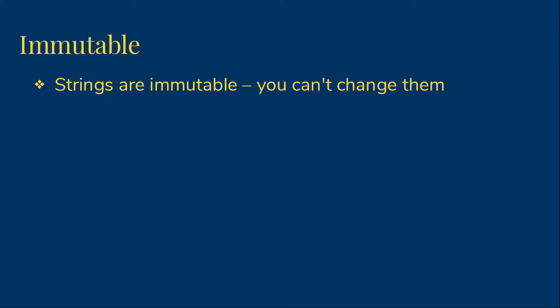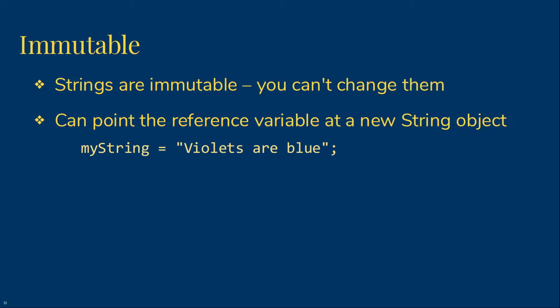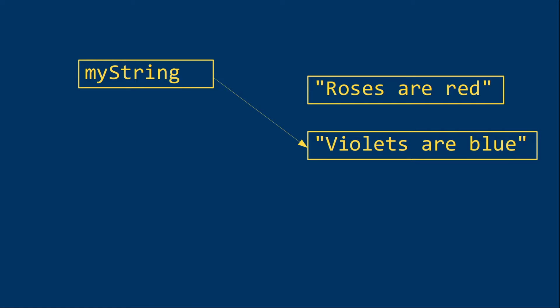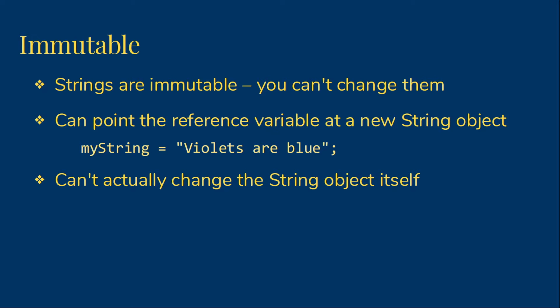Another thing that is special about string objects is that they're immutable. You can't change them. Now, we can make the variable point at a new object. Remember, it's a reference variable. So we have this myString variable that is pointing at the actual object. When we do the assignment of myString gets violets are blue, the original object hasn't changed at all. We've just changed the value of the object reference variable, myString, so that it's now pointing at the new value, the new object. We haven't actually changed and cannot change the string object itself.